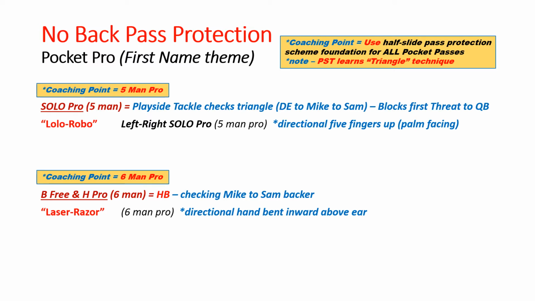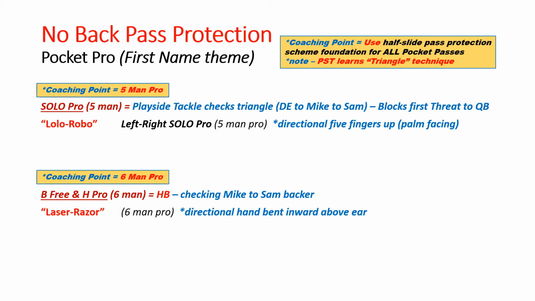All right, with no back pass protection, what we're going to do here is use our half slide pass protection that we always use as the foundation. What we do is just simply what we call a triangle technique with a play side tackle, where he'll kick step, get some depth, and he'll actually read the triangle of a defensive end, the Mike backer and the Sam, that typically is double checked with the running back, and he's simply going to block the first threat that comes. Our call there then is our solo call, which is Lolo to the left, Robo to the right.